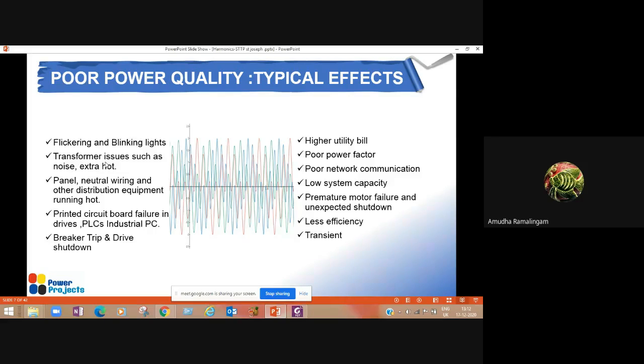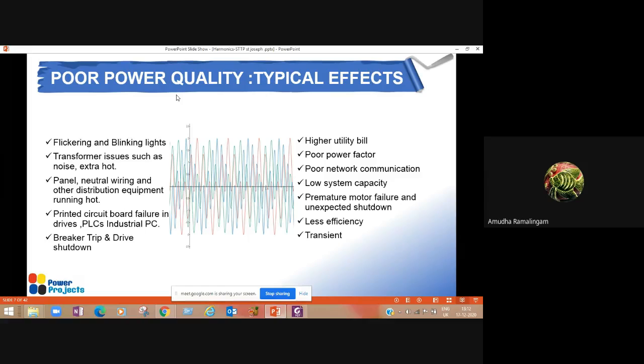Sometimes there may be noise from transformers, and in the distribution equipment, sometimes it may be running hot, and circuit board failure will be there in some PLCs, and breaker trip and shutdown may be there in some drives. Breaker may trip sometimes, efficiency will be less, transients will be there. Transient is nothing but a sudden change, and sometimes a motor may fail, sometimes the communication will be poor, power factor may be poor, and you have to pay a very high utility bill. So all these are the adverse effects of poor power quality.